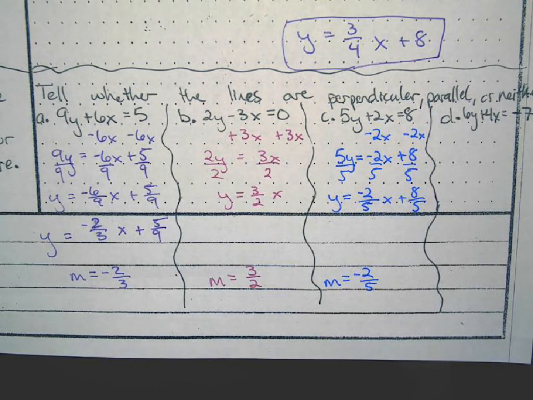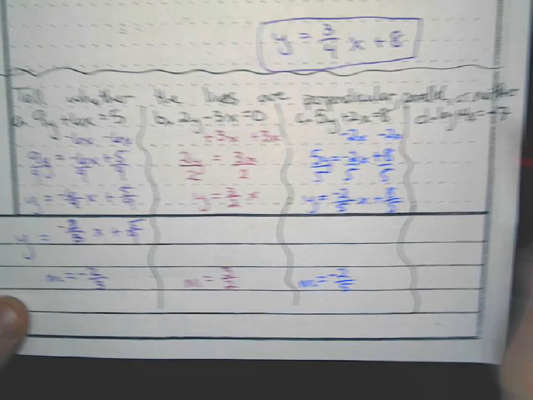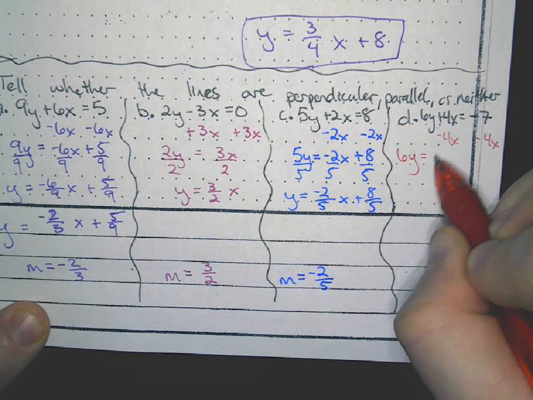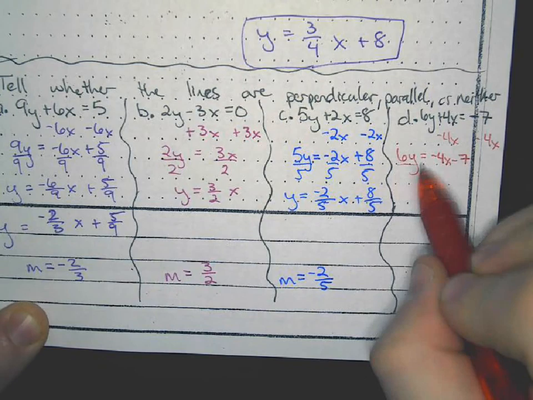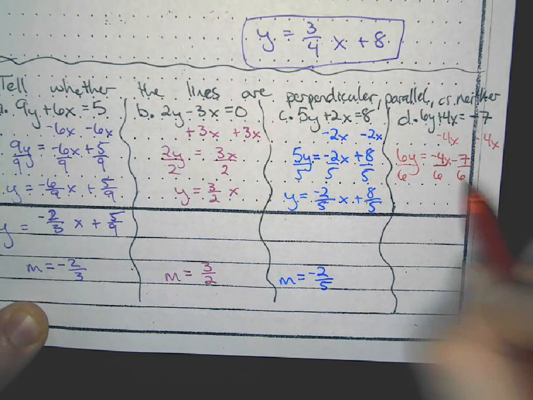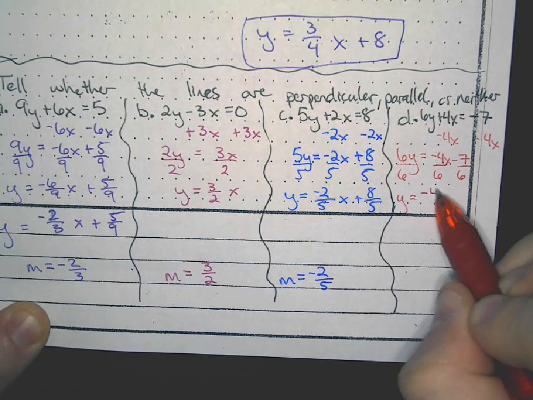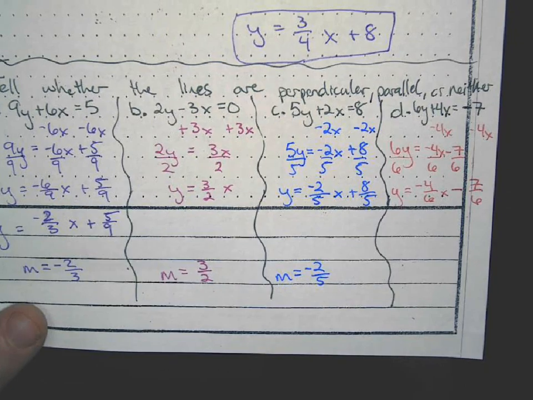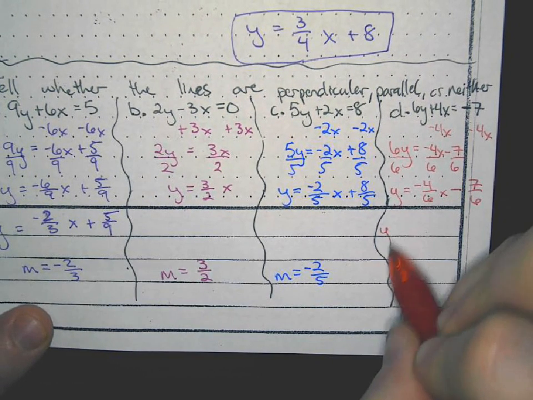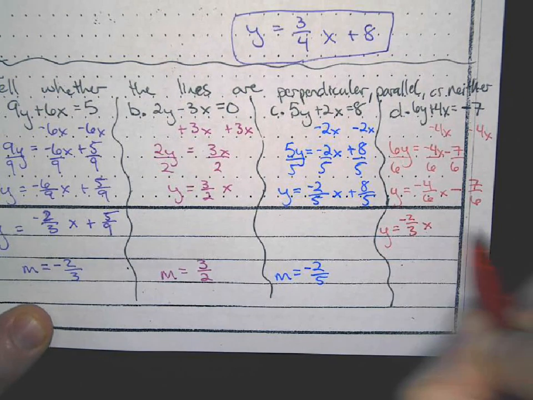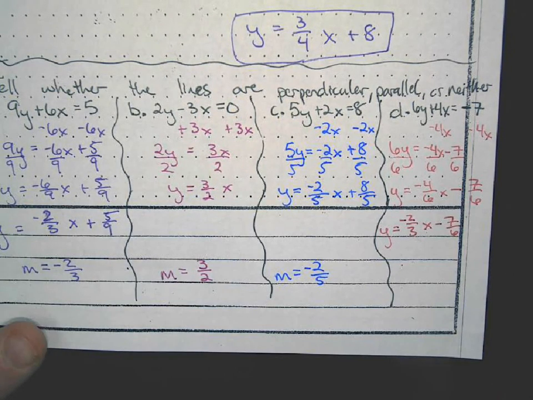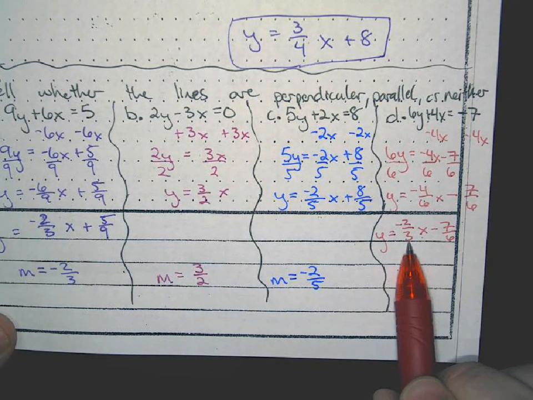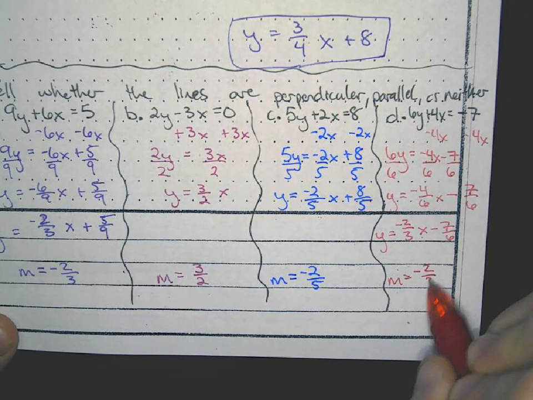Okay, our last one. Solving for y. So subtract 4x from both sides. So I get 6y is equal to negative 4x minus 7. Divide everything by 6, getting y by itself. And we get y equals negative 4 over 6x minus 7 over 6. Simplify this fraction, we get y equals negative 2 over 3x minus 7 over 6. Looking for the fraction that is right in front of my x, right here. So I have m equals negative 2 over 3.